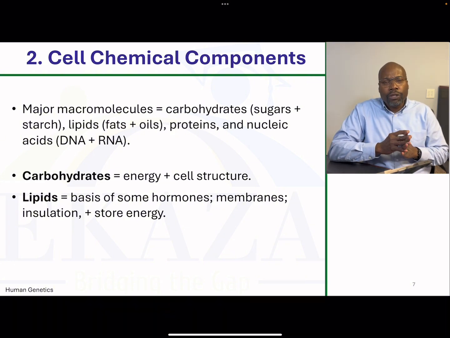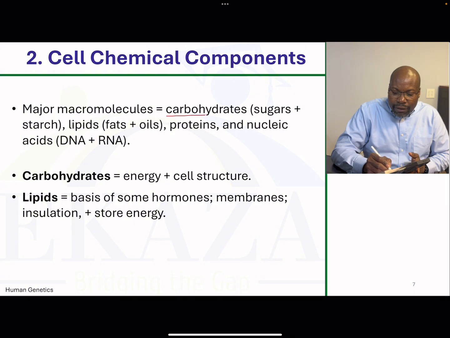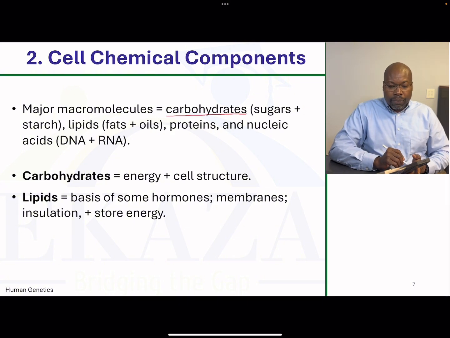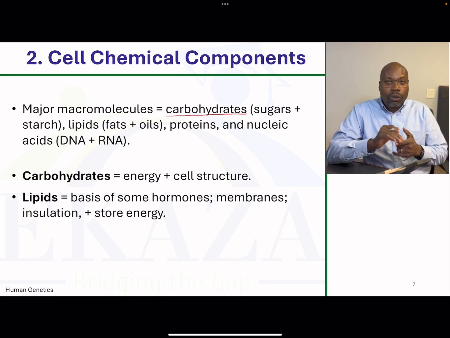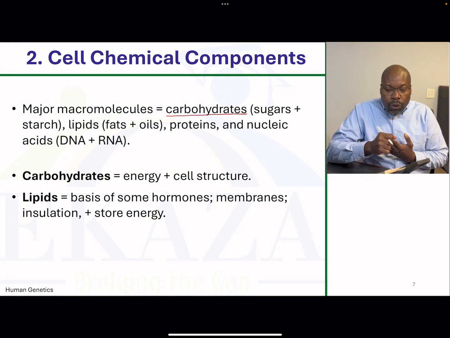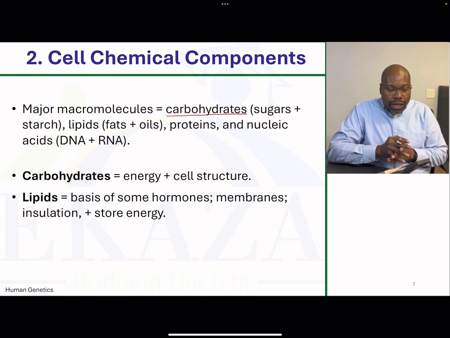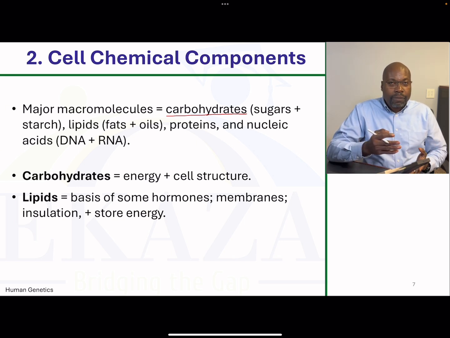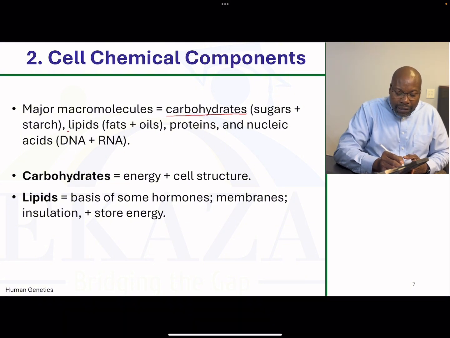You have four major chemical compounds that make up the cell. You are going to have the carbohydrates or sugars. Some of the sugars that I'm pretty sure you are familiar with are glucose, galactose, lactose, starch, glycogen, and cellulose, to name only these. In addition to carbohydrates, we have lipids.